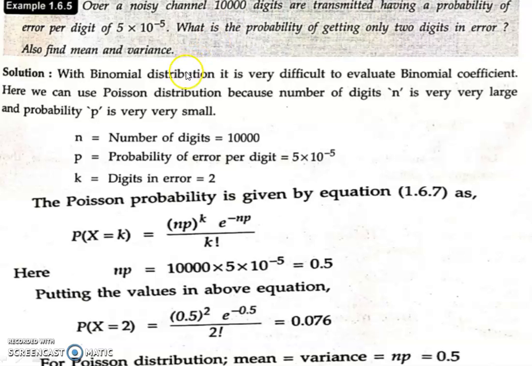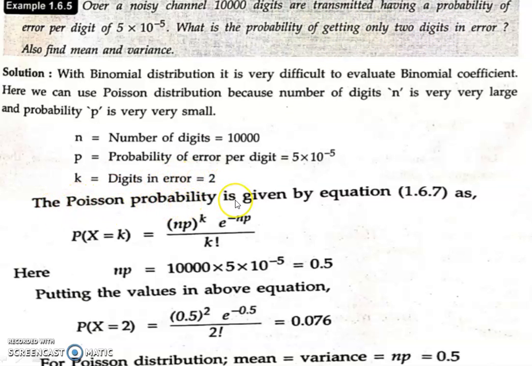Because the binomial distribution is very difficult to evaluate, and hence we go with Poisson distribution, where n represents the number of digits that are transmitted over noisy channel, that is 10,000. P represents the probability of error per digit, which is given in the question as 5 into 10 power minus 5, and k is the digits in error, that they are asking you to find the probability of getting only 2 digits in error, hence k is 2.